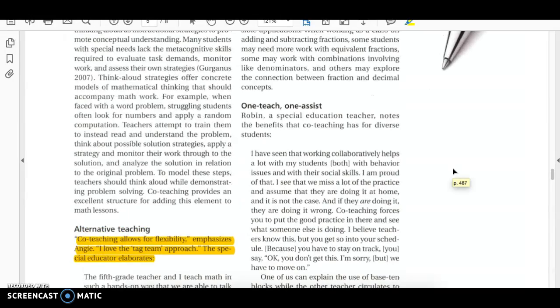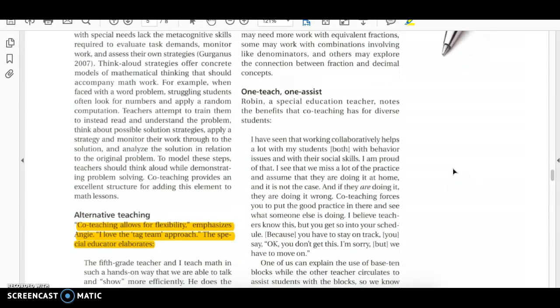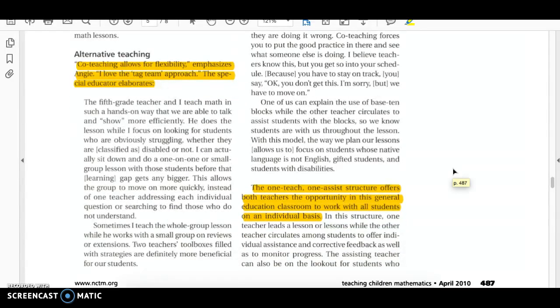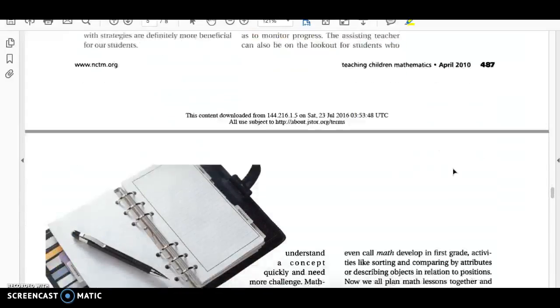Looking at the next type of co-teaching was the one teach, one assist. In this model, you will see that both teachers have the opportunity in the general education classroom to work with all students on an individual basis. So teachers would take turns teaching the full group, while one teacher would work one-on-one with any student that would need assistance. Those duties could be switched back and forth in that co-teaching model.